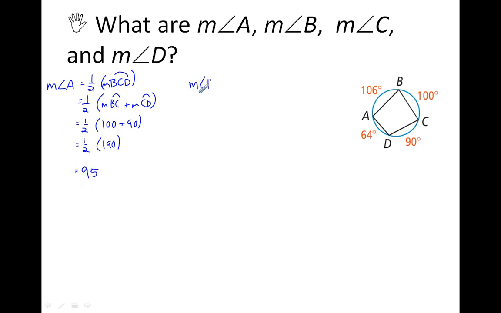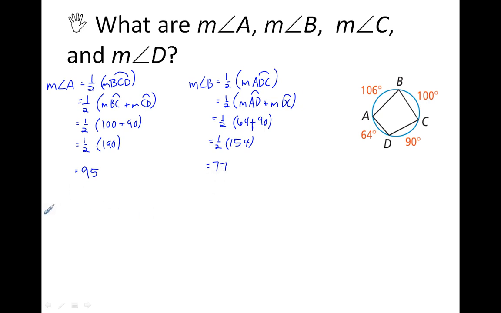All right, now let's do the measure of angle B. That's going to be 1/2 of its intercepted arc. For angle B, it intercepts arc ADC, which is made up of 2 smaller arcs. It's made up of arc AD and arc DC, both of which we have the measurements for. The measure of arc AD is 64. The measure of arc DC is 90. So we have 1/2 of 64 plus 90, we get 154. Take half of that, we get 77.